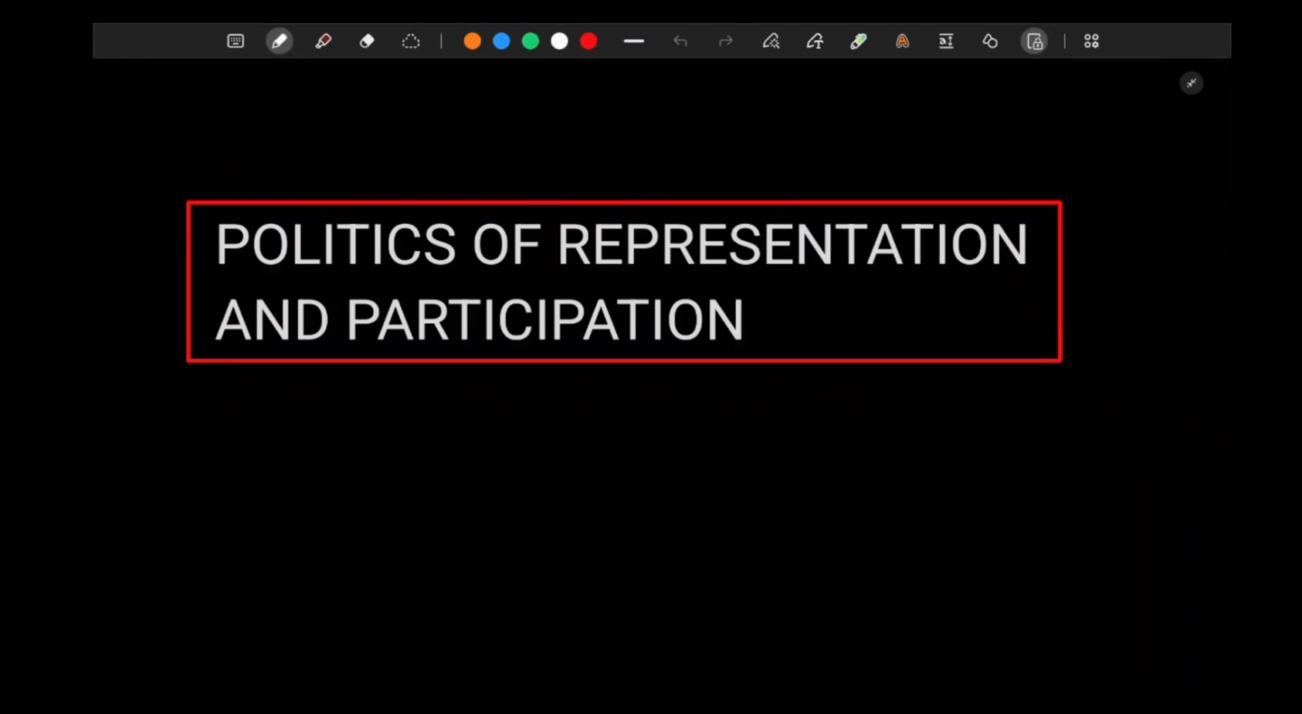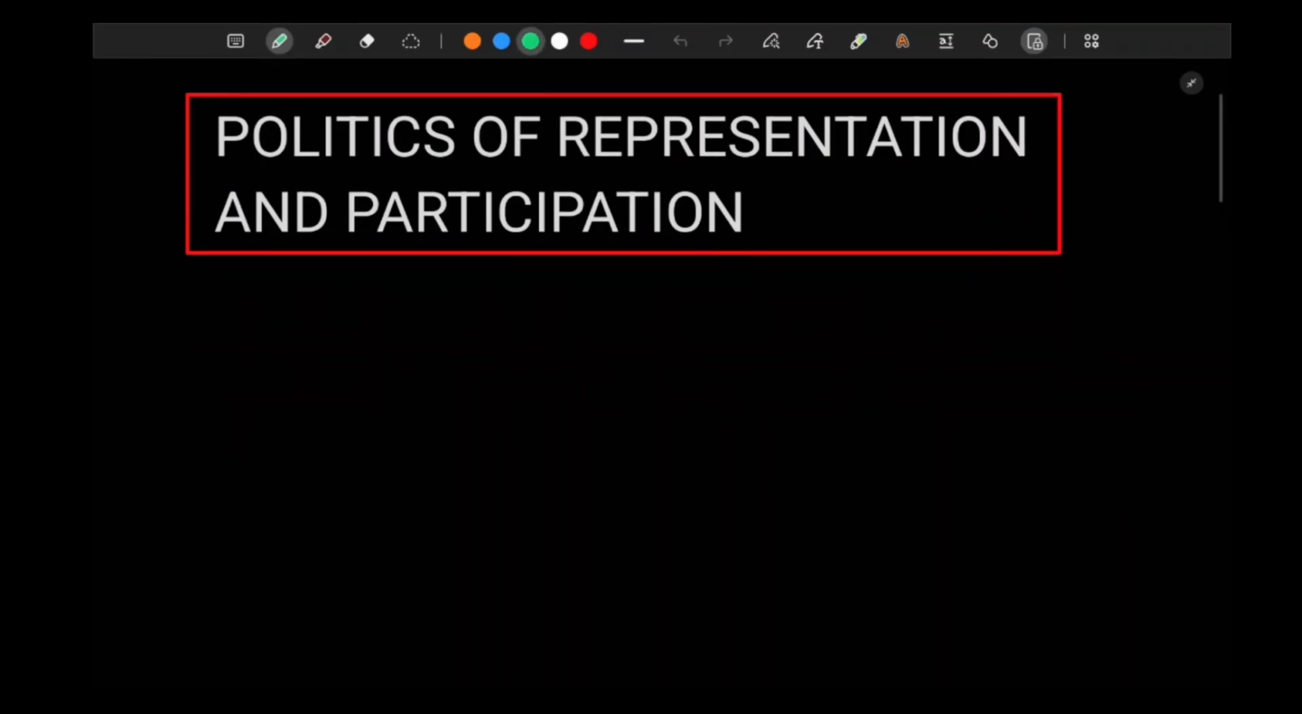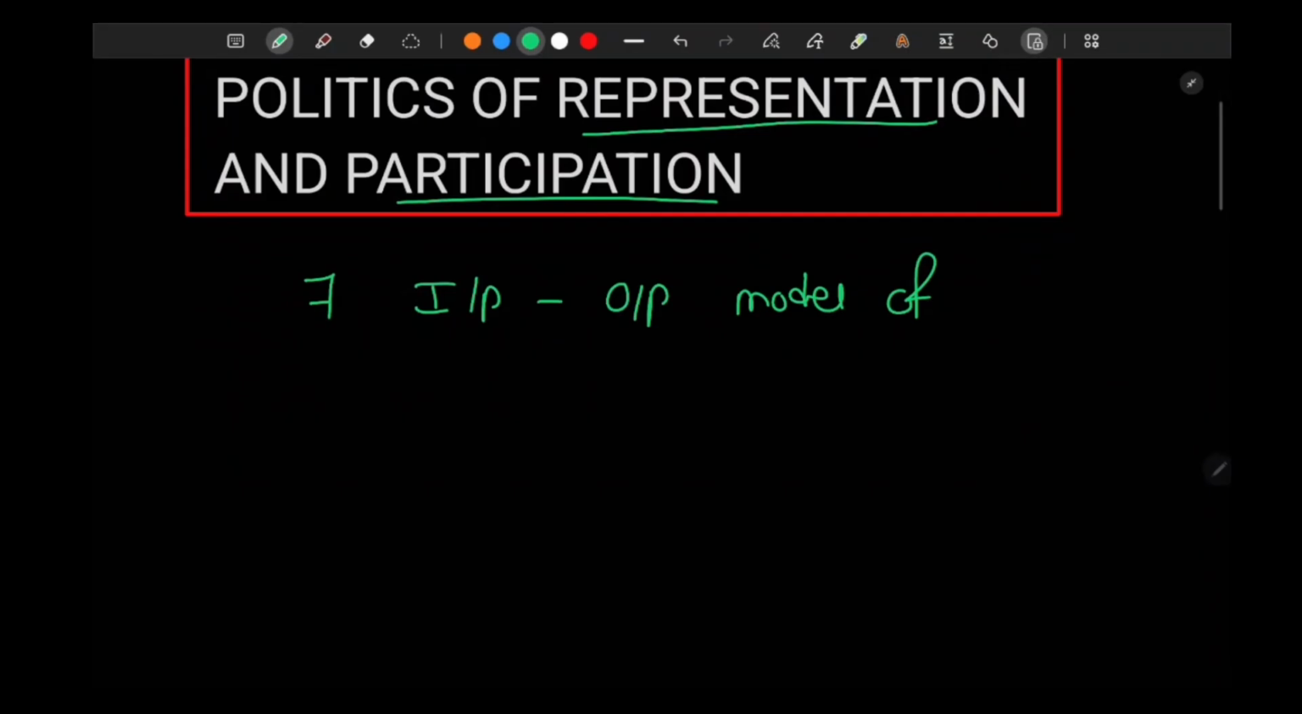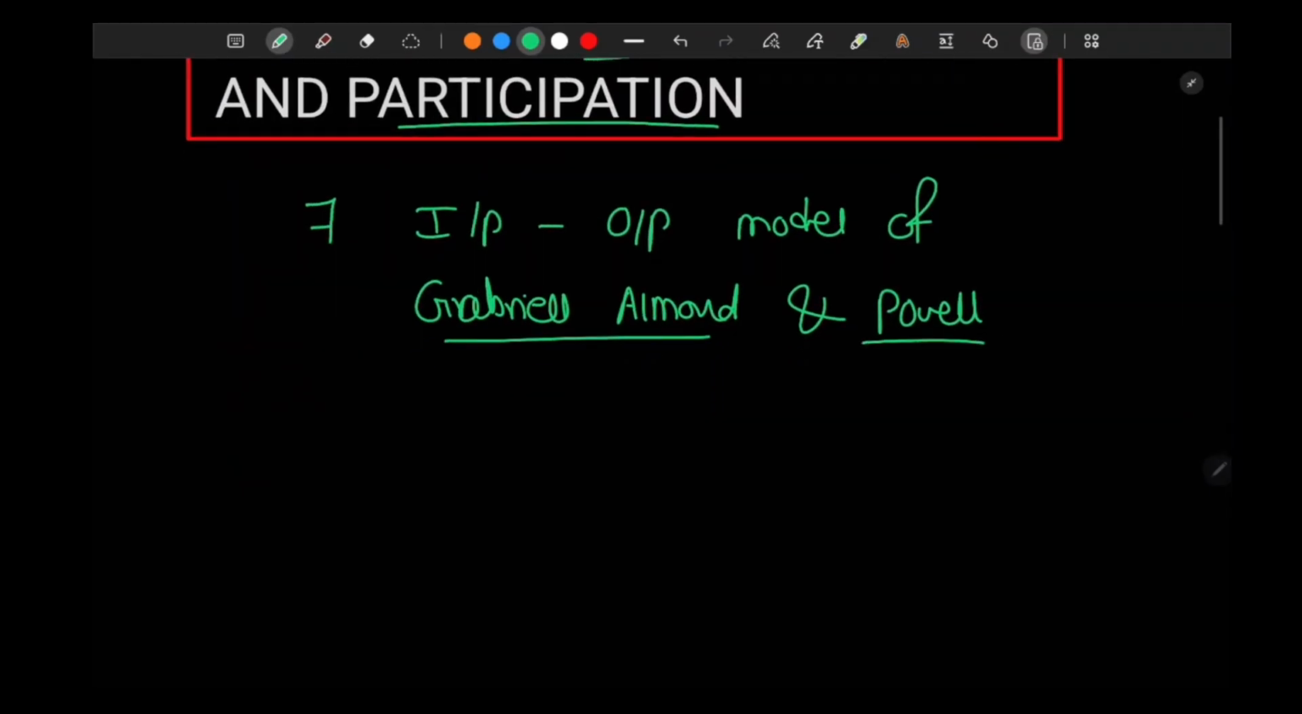To make you understand politics of representation and participation, we have to understand what is representation, how representation happens, and how participation happens, right? We have actually learned how and why. We understand what and how of politics of representation and participation. So we have essentially learned representation and participation in the input-output model of Gabriel Almond and Powell.